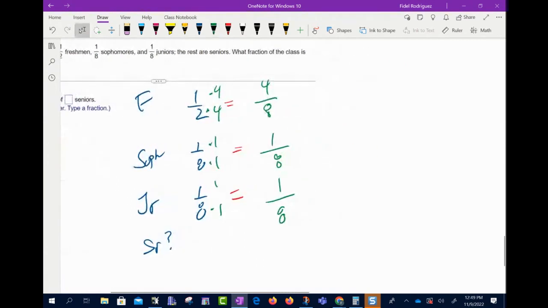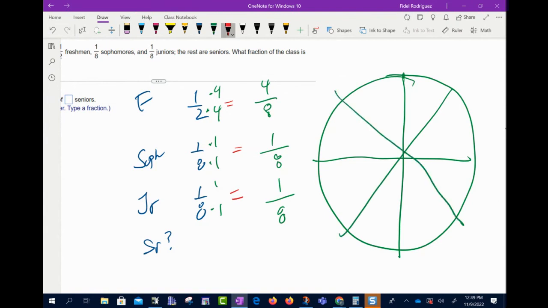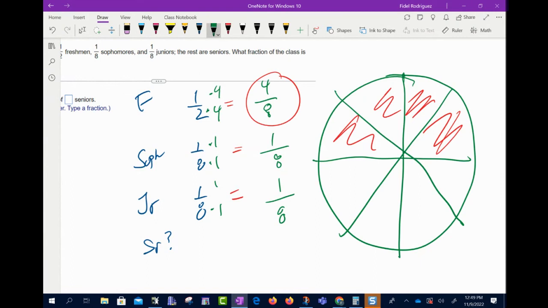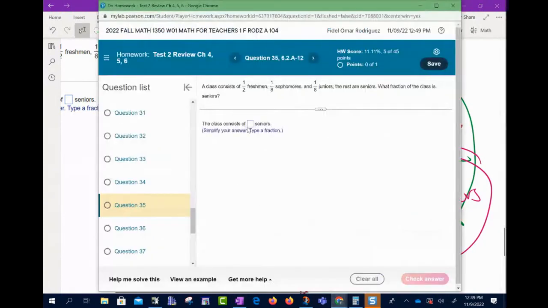Now the way I would do this with my class, I would draw a circle and cut it into 8 equal pieces. So I want to say I have 8 equal pieces. For the freshmen, I'm going to use red. 1, 2, 3, 4. For the sophomores, I'm going to use green, 1 out of the 8. For the juniors, I'm going to use a purplish color. Those are the juniors. Who are left over? The seniors. So out of the 8, how many pieces do we have? 2, right? 2 out of the 8. And isn't 2 out of the 8 the same thing as 1/4? Does that make sense how we did it? Visually, you can kind of get a picture of what's going on. So right here, y'all, this is going to be 1/4.